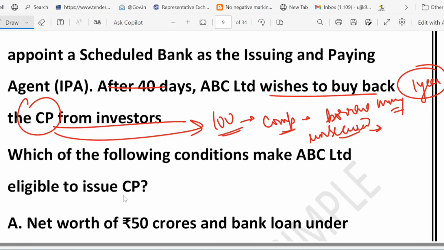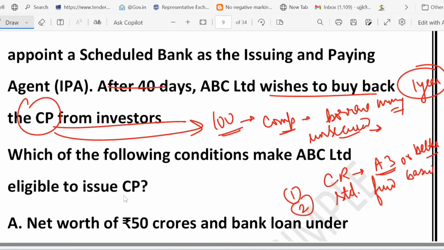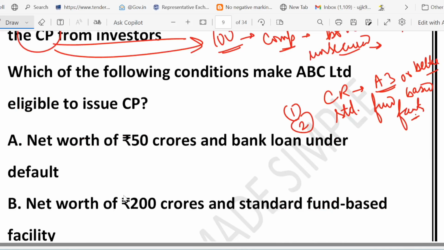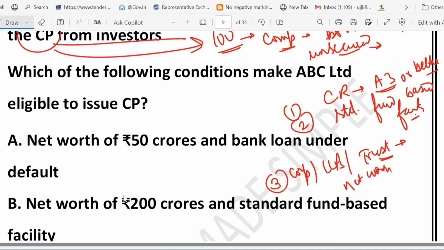There are some eligibility criteria. The minimum credit rating is A3 or better. The second point is they must have a standard fund based facility from a bank. This is very much required. And the third point is, if it is a corporate, LLP, or trust, net worth must be 100 crore or more. So these are the three conditions which make ABC Limited eligible to issue CP.